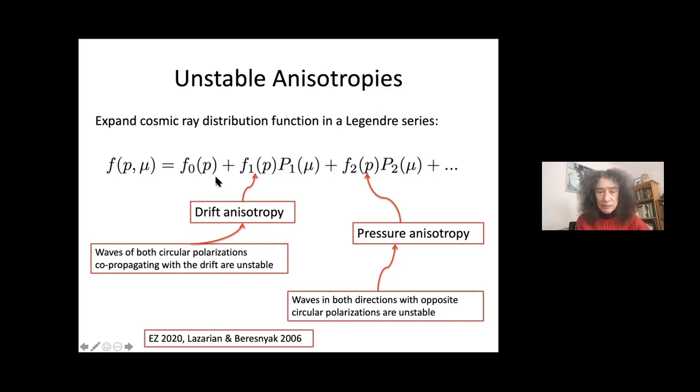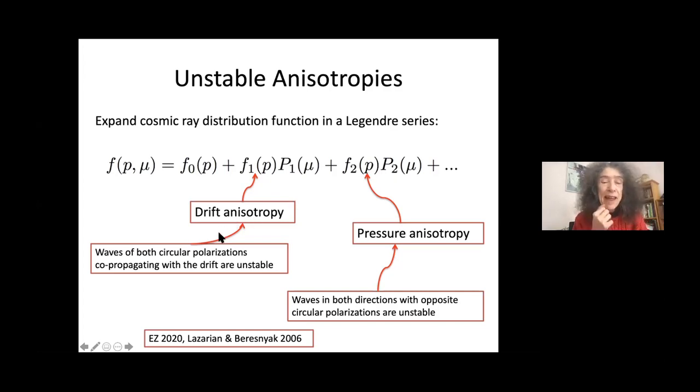So this part of the talk is a little more quantitative, with some equations. Let's expand the cosmic ray distribution function. Mu here is the cosine of the pitch angle. So mu equals 1 is a cosmic ray propagating with velocity entirely along the magnetic field. Mu equals 0 is entirely perpendicular. There's an isotropic part, F0, then a drifting part, and then a pressure anisotropy part.